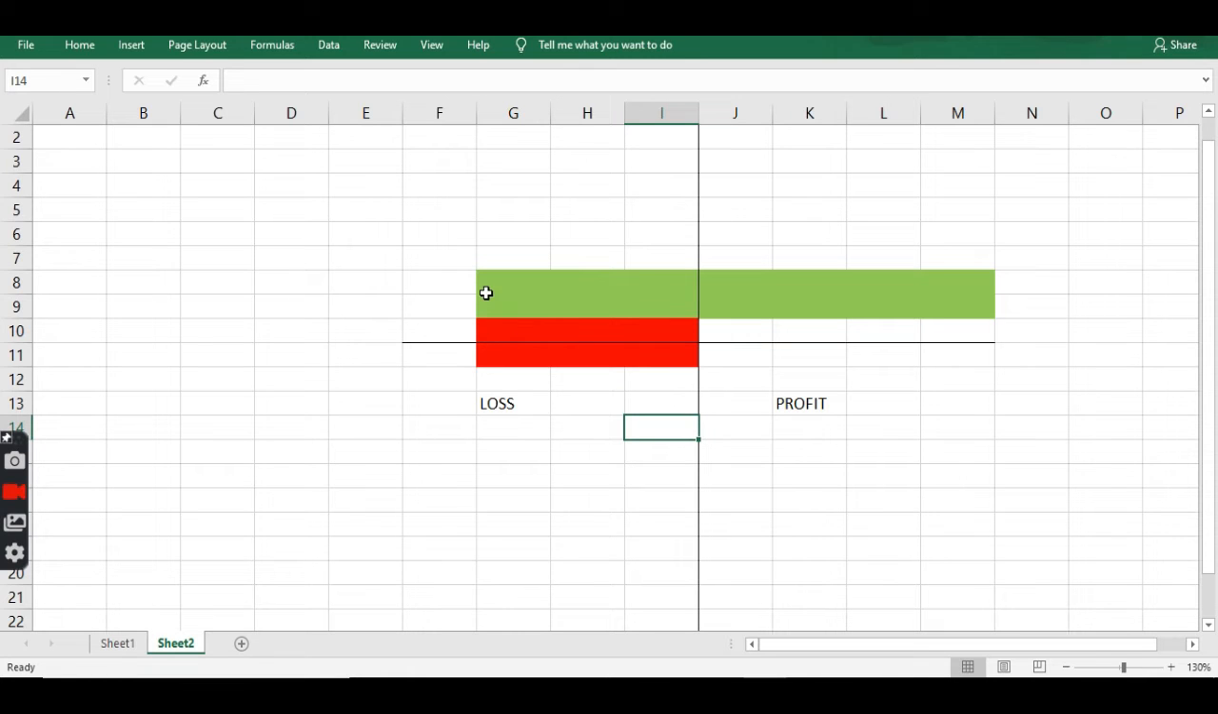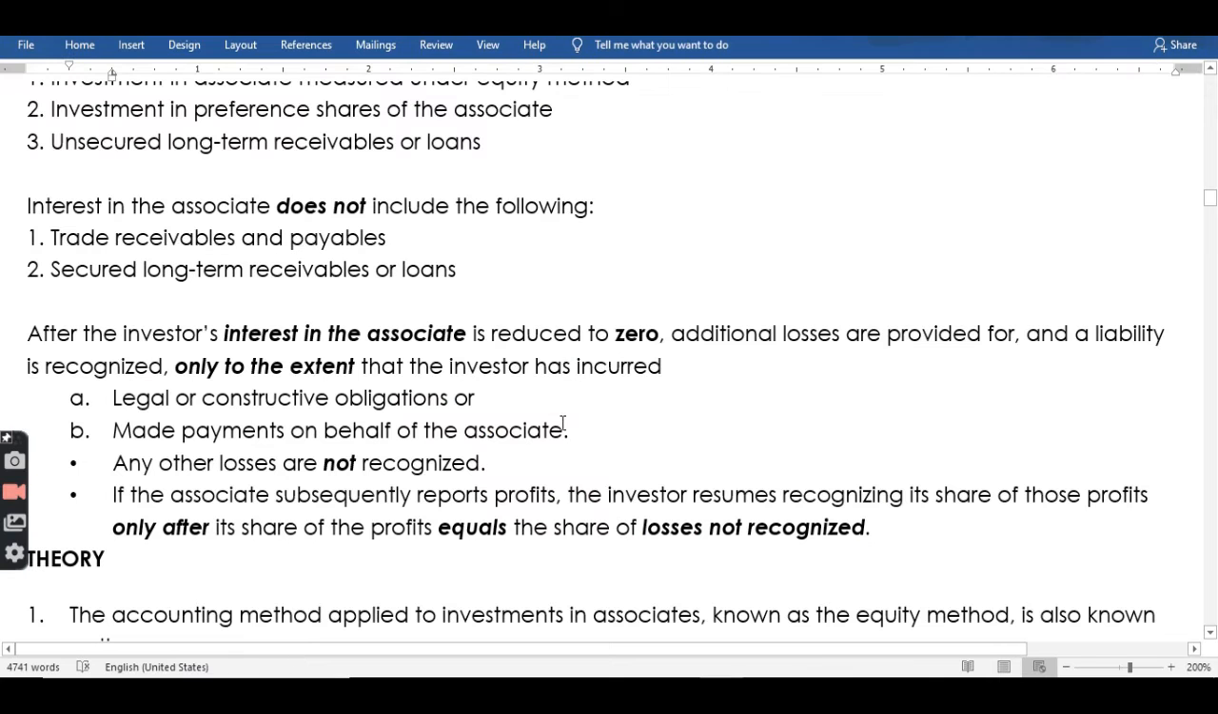So gagawin mo, kapag nag-start ng magkaroon ng profit yung associate, bago ka mag-recognize ng amount beyond zero, okay, or above zero, kailangan mo munang mabawi ng mga profits, okay, yung mga unrecognized losses. Ganun lang naman yan. So ganun lang kadali yan, ha. So para lang mag-gets natin. Okay, so yun yung mga consideration natin dyan.